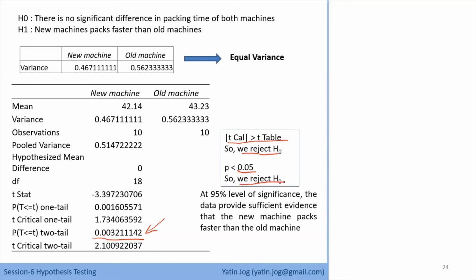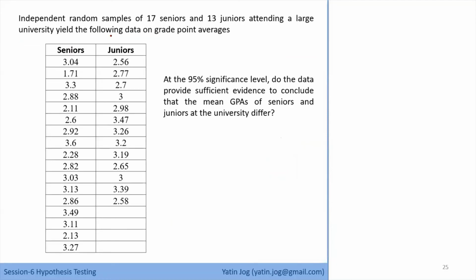So when you say we reject H0, that means we consider H1 as true. So at 95% confidence level or at 95% level of significance, the data provides sufficient evidence that the new machine packs faster than old machine. That is what the conclusion is. Have you got the same answers? Can we go ahead? Yes, sir.